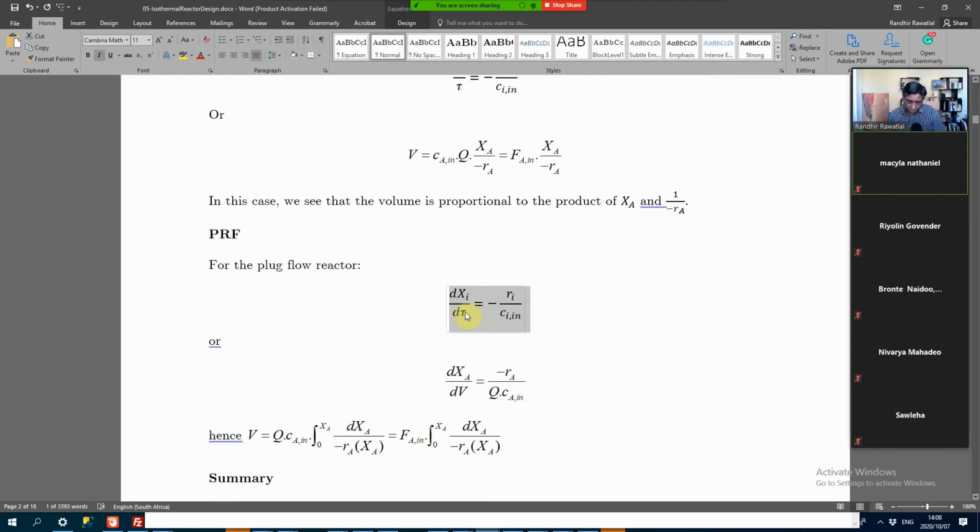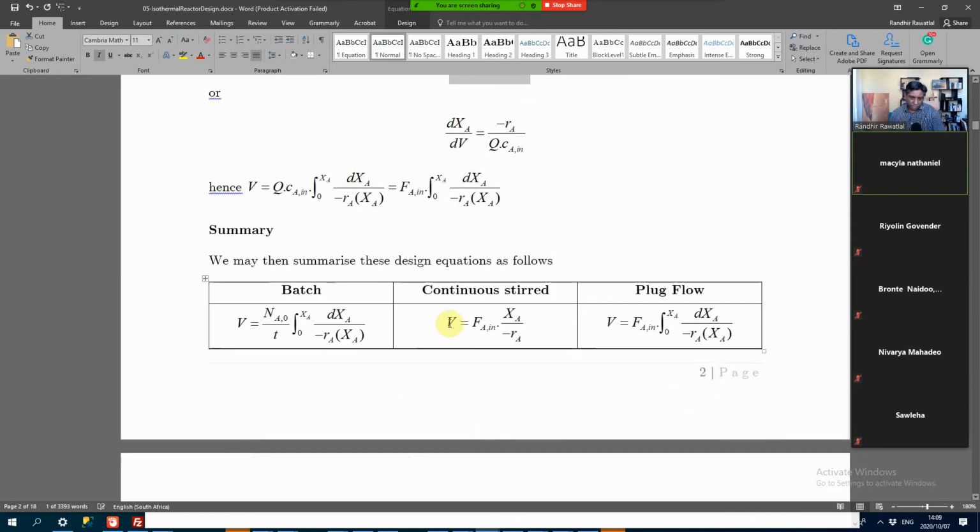And so we can expand that tau, and then it's dV over Q. And so again, we can repose this. We can strictly write integration of this form, and so that can give us volume as a function of conversion. So again, we can find the volume required to accomplish a specific conversion. And you can see again this form, the integral of 1 over RA.